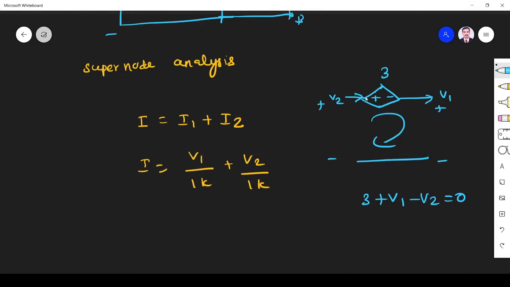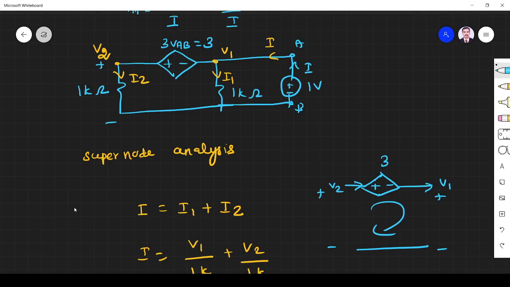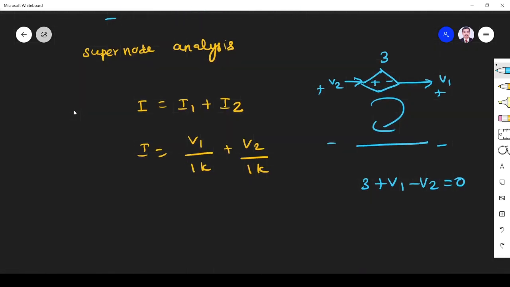Fine. So 3V. Okay. So this is what I have done here as V1. So V2 minus V1 is equal to 3. Clear? Okay.